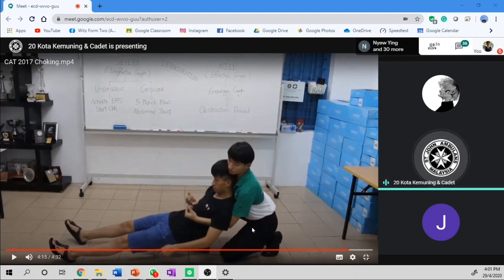But then you need to kneel down also. This pose he does, I need to do this, and then slowly let the casualty lie down on the floor without damaging anything. Slowly.